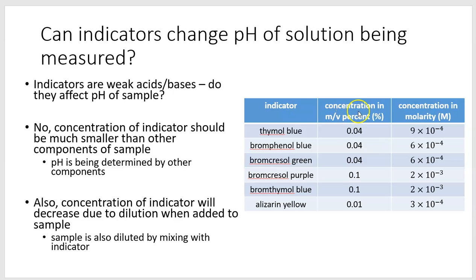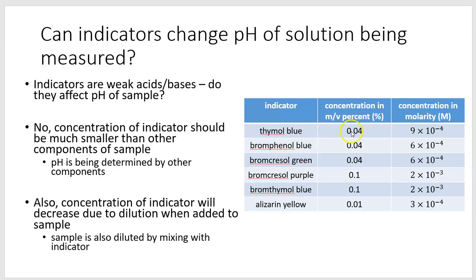If you look in a book about how to make up these indicators, I got 6 of them. Here you have concentration. Usually they're made as solutions in mole volume percent. So it might say dissolve 0.04 grams in 100 milliliters, and then that's your solution. And lots of times the solvent isn't water, because these compounds may not be really water soluble.